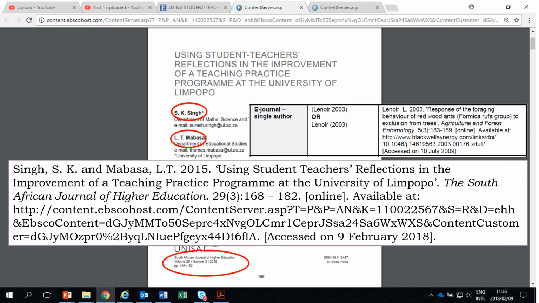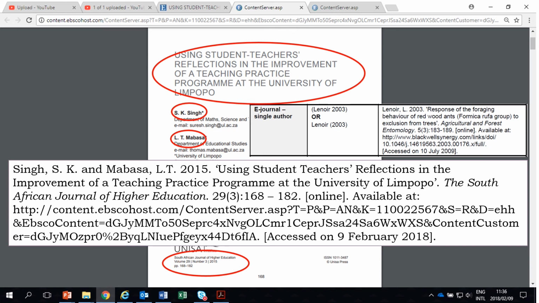Can be found in the footer. The title of the article is at the top of the page, Using Student-Teachers' Reflections in the Improvement of a Teaching Practice Program at the University of Limpopo, enclosed in single inverted commas. Next is the name of the journal, which is also in the footer. The journal is the South African Journal of Higher Education, and we include the name of the journal in italics.